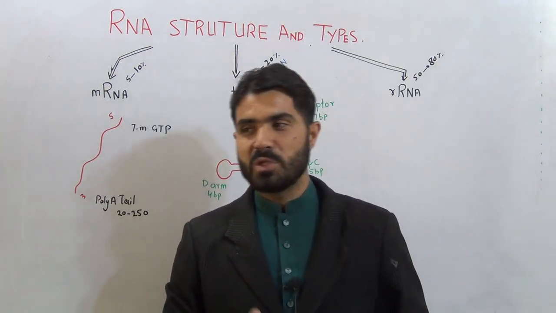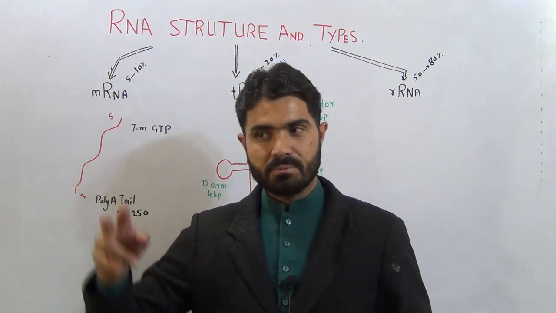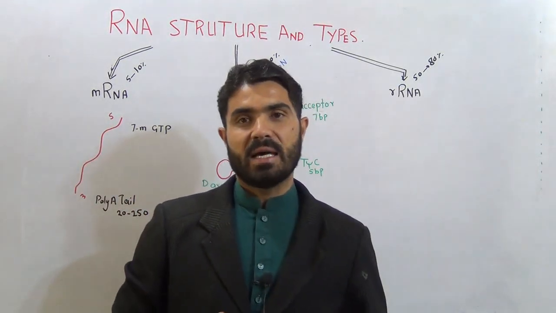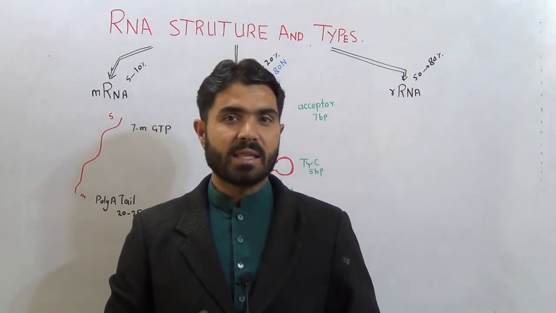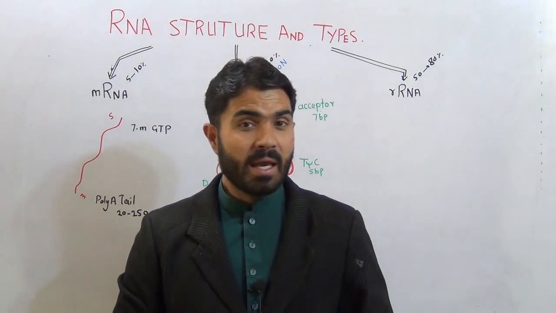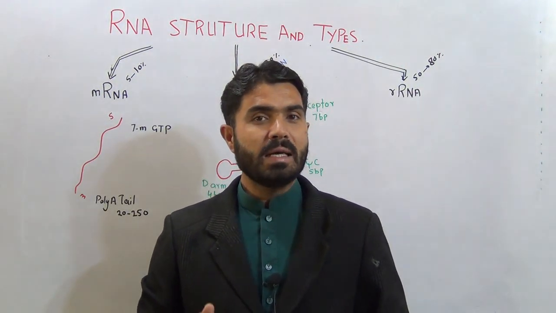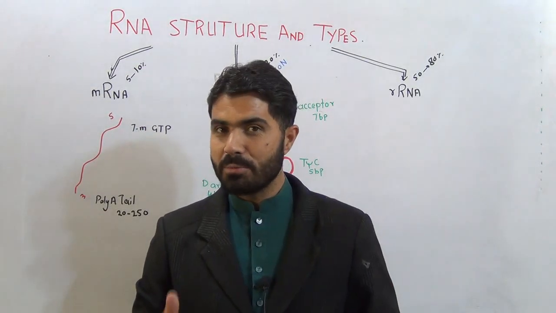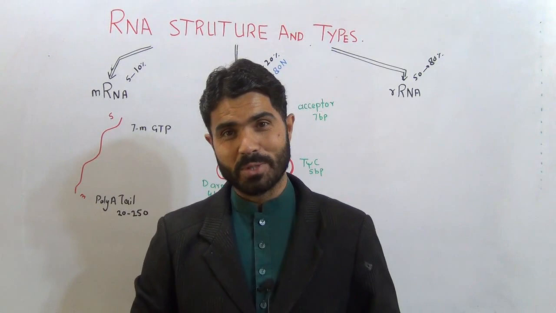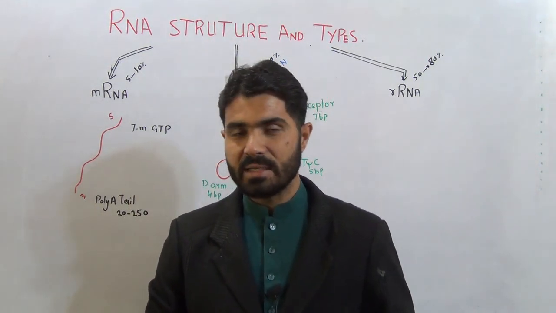The only difference between DNA and RNA is that in DNA we usually find two strands, but in RNA there is generally only one strand. And in DNA the sugar is deoxyribose, while in RNA the sugar is ribose sugar. This was the difference between the RNA and DNA.